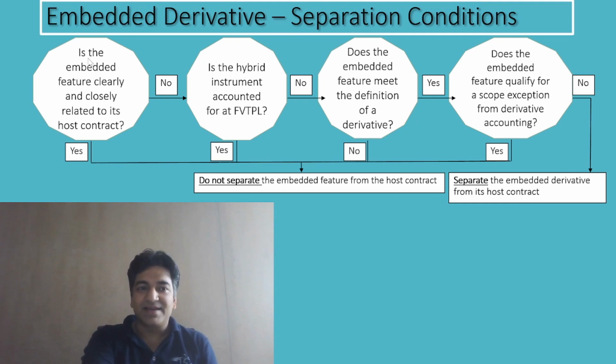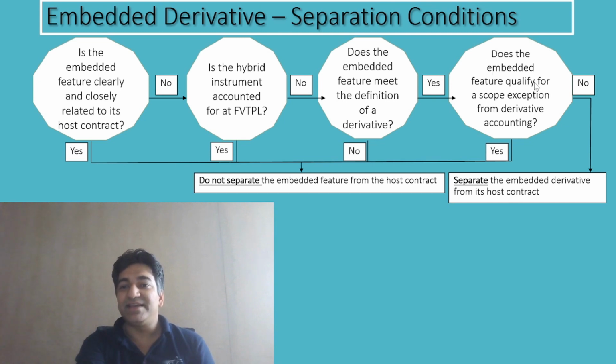Let us discuss again. Is the embedded feature clearly and closely related? The answer is no, these are not closely related, and as such it needs to be separated. Second condition, is the hybrid instrument accounted for at fair value through P&L? No, so it meets the second condition. Let us now look at the third condition. Does the embedded feature meet the definition of a derivative? The answer is yes. Then we will see if there is any scope exemption from derivative accounting. If the answer is no, then we will have to separate the embedded derivative from its host contract.